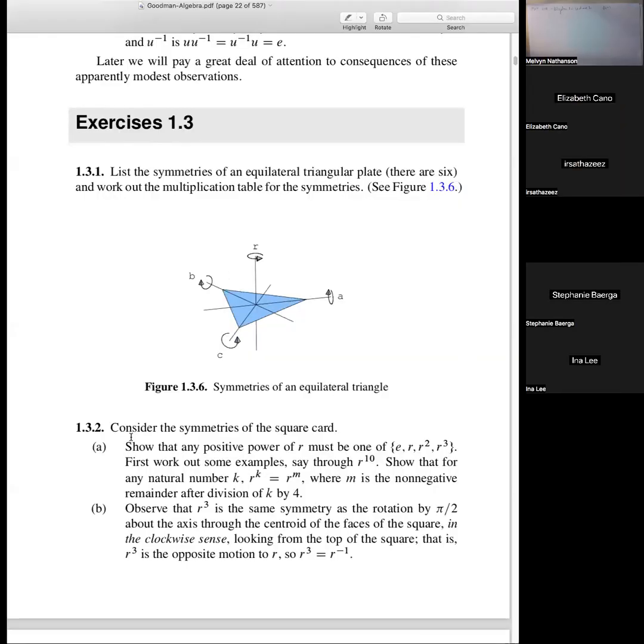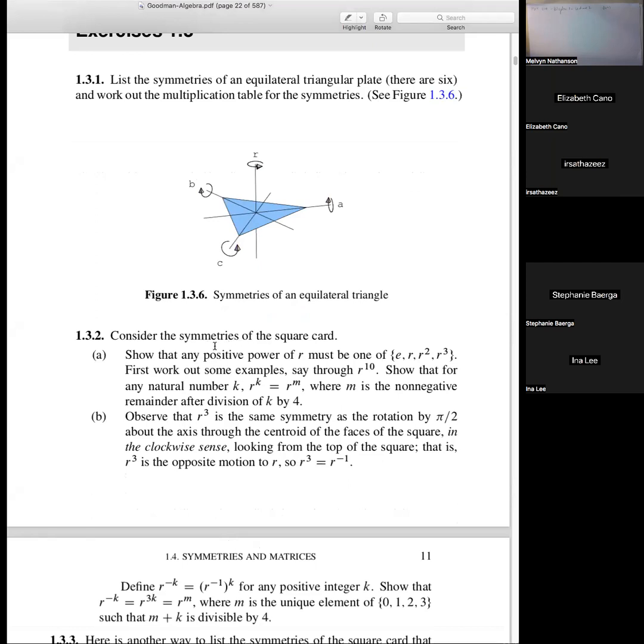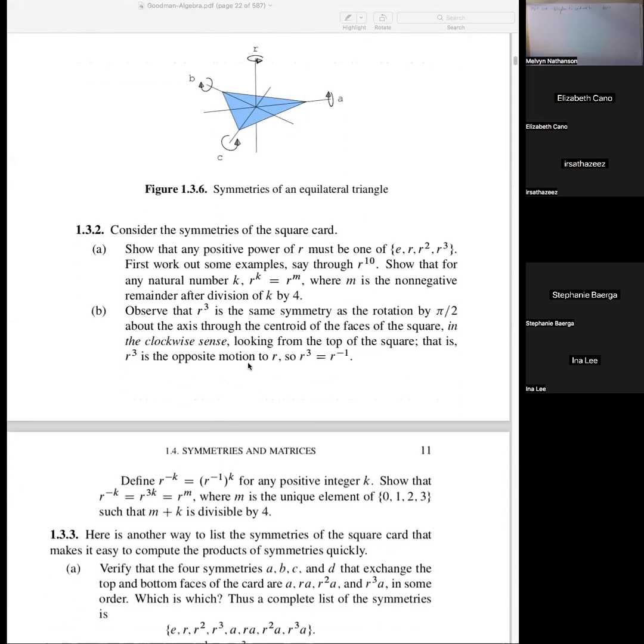And it's the problem about the square card. Consider the symmetries of the square card. Is that the question? Yes. Okay. So show that any positive power of R, so R is the rotation by pi over 2 radians around the center. Work out some examples and show this condition is satisfied, and show that R cubed is the same symmetry as rotation by pi over 2 around the centroid, which means the center of the square.